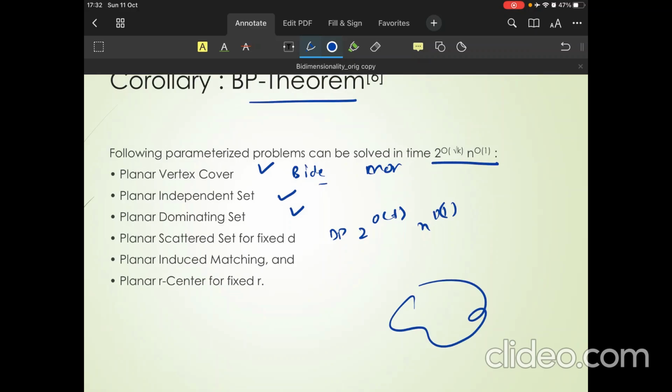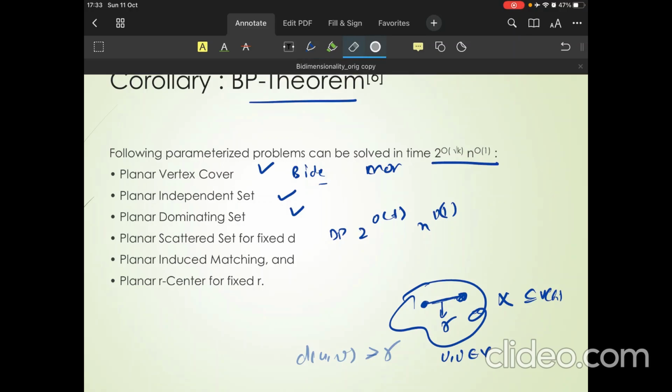So scattered set is basically a set of vertices X, a subset of vertices, such that every other vertex in this graph has the minimum distance, that is for all u and v belonging to X, the distance d(u,v) should be greater than r.